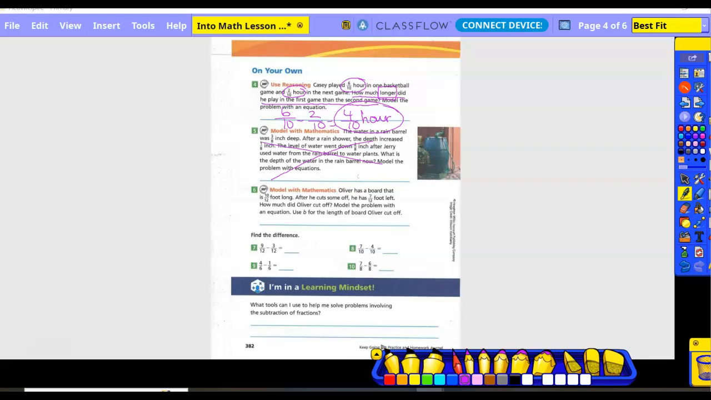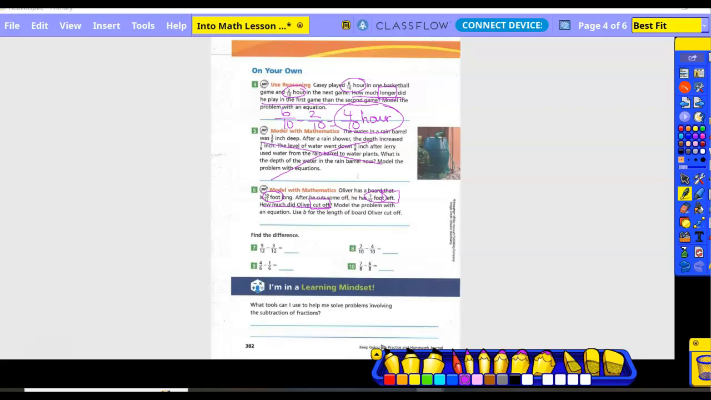Number 6. Oliver has a board that is 10/12 foot long. After he cuts some off, he has 7/12 foot left. How much did Oliver cut off? Okay. So we're going to have 7/12 foot, 10/12. How much did he cut off? What can I put in a box to let me know I'm adding, subtracting, multiplying, or dividing? Cut off, right? And then also left. That tells me I'm going to what?